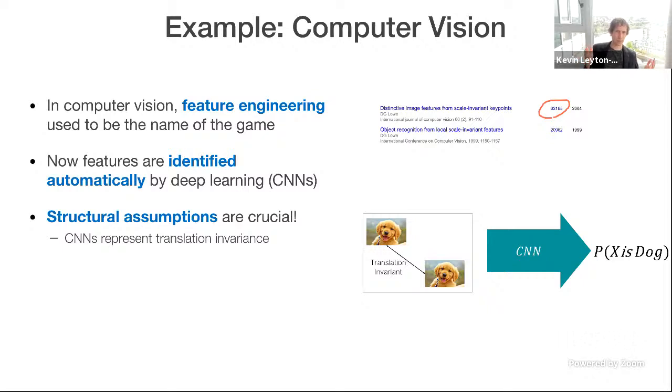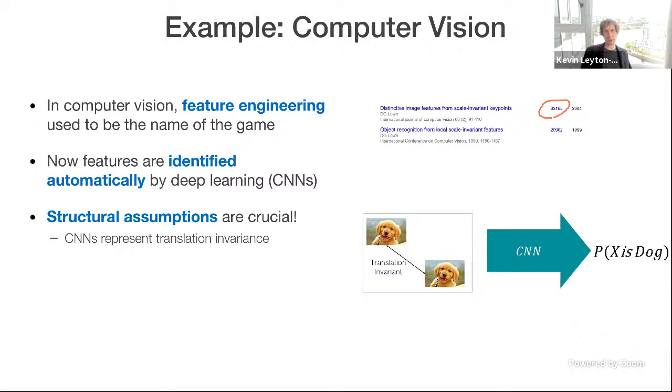Let me just say, people talk about end-to-end learning as being totally end-to-end. Let's take an example. There's a little bit of a fly in that ointment. So let's think about computer vision and how that worked. In computer vision, it used to be that feature engineering was the name of the game.